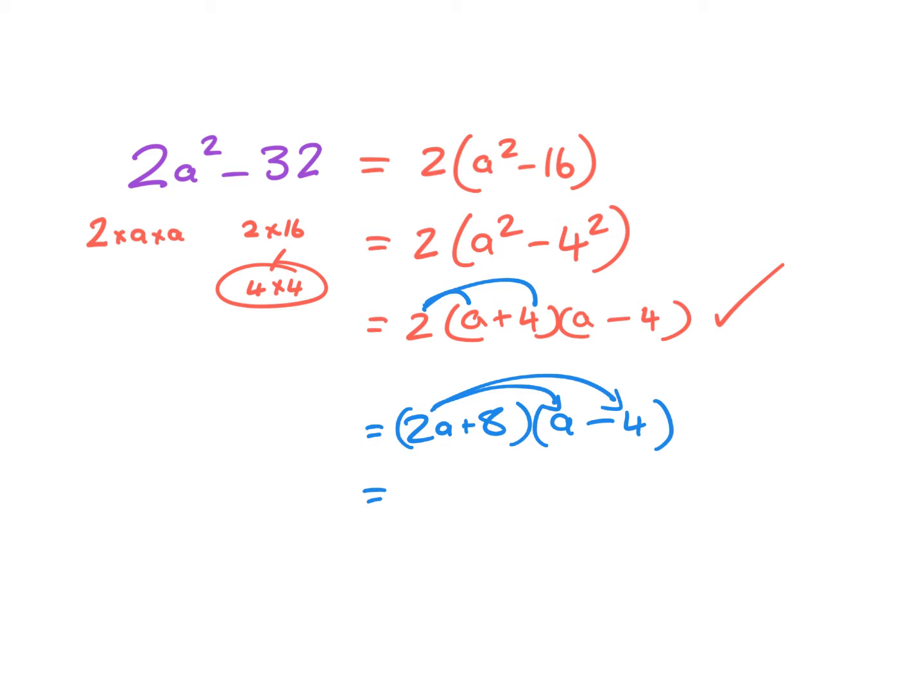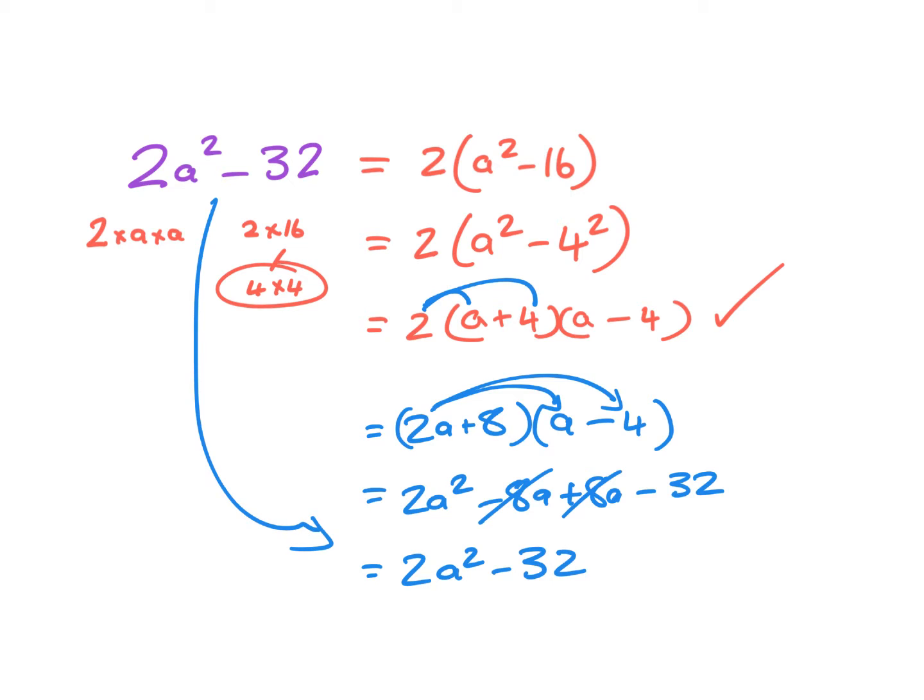So 2 multiplied by a is 2a squared, minus 8a, plus 8a, minus 32, because 8 times 4 is negative 32. That cancels with that. Therefore, I have 2a squared minus 32. Does this and this agree? Yes, they do. So I have correctly factorized.